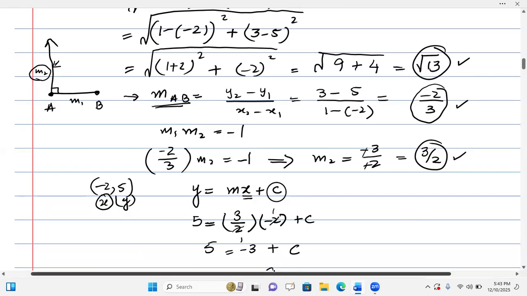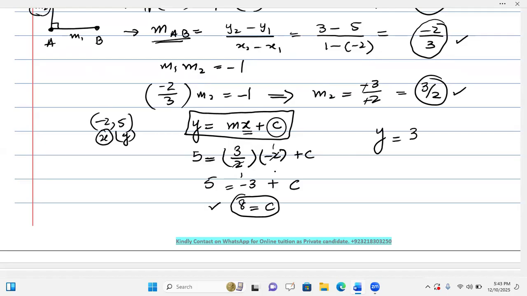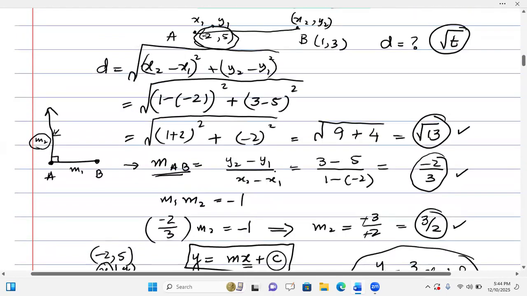So c is equal to... -3 will come to the 5 side to make 8. So c will equal 8. Now you can put this in the equation to make the line equation for that perpendicular line passing through point A. So you will say y is equal to 3 by 2 x plus 8. This is your line equation of the perpendicular passing through point A for the above values of AB.